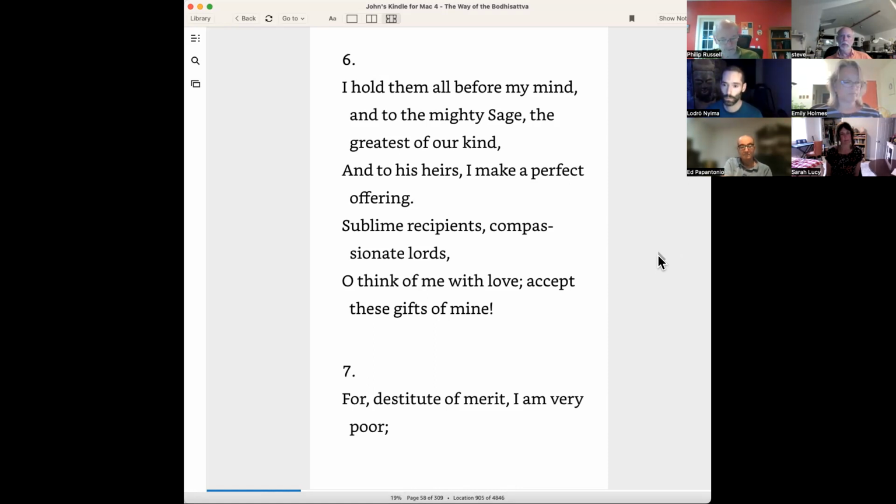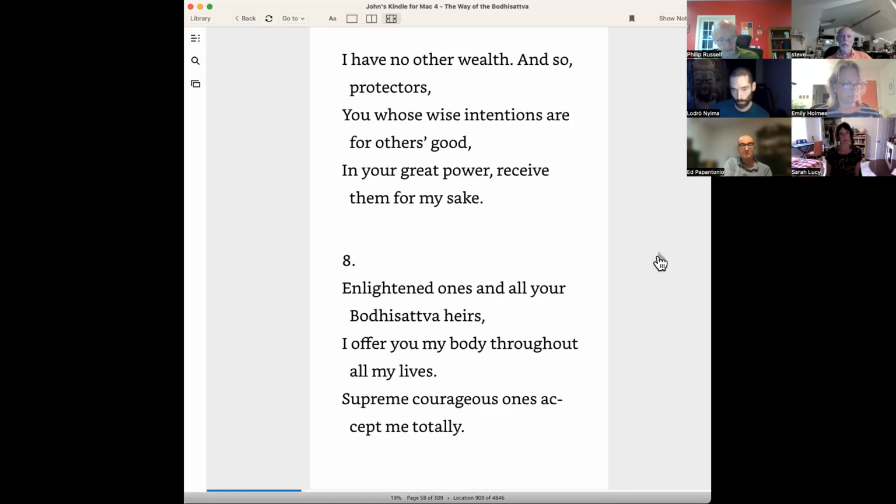Poor, destitute of merit, I am very poor. I have no other wealth. And so, protectors, you whose wise intentions are for others' good, in your great power, receive them for my sake.